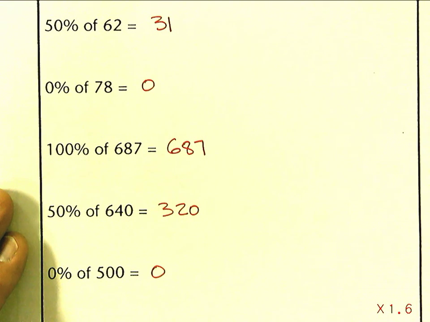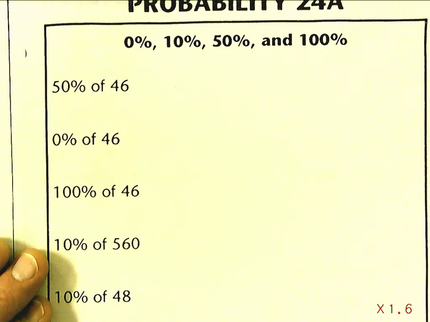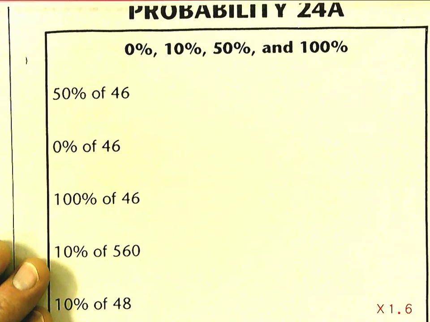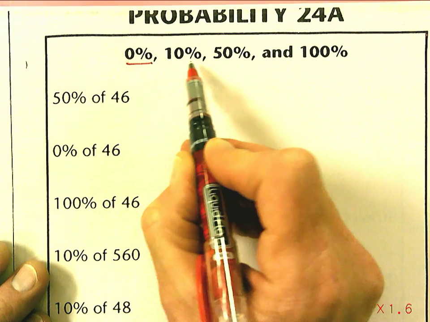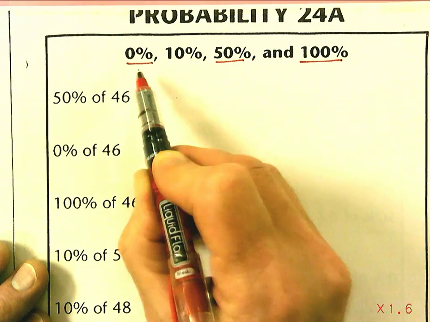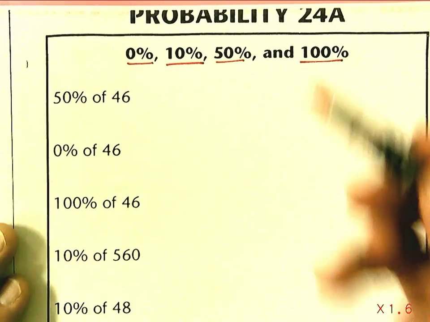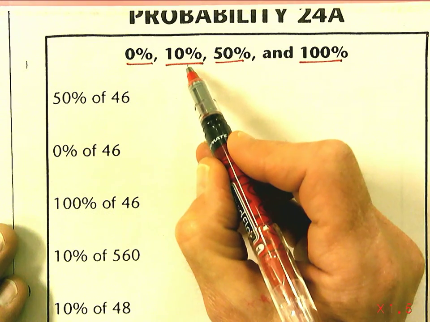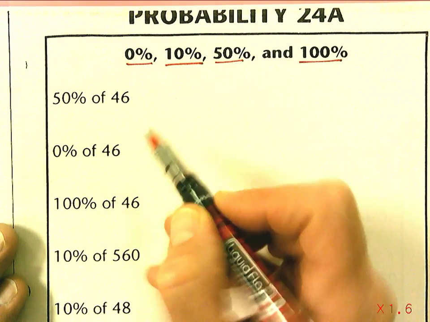So that's section 23A. Now we're going to continue right on into section 24A, kind of the same thing, but now we're going to add another one that should be pretty easy to do mentally. Again, we have the 0% and the 50% and the 100%, so half, whole, and nothing, but then we also add 10%, which is 1/10, or you can take the number and divide it by 10 to find that one. So let's again just do a few more simple problems here.